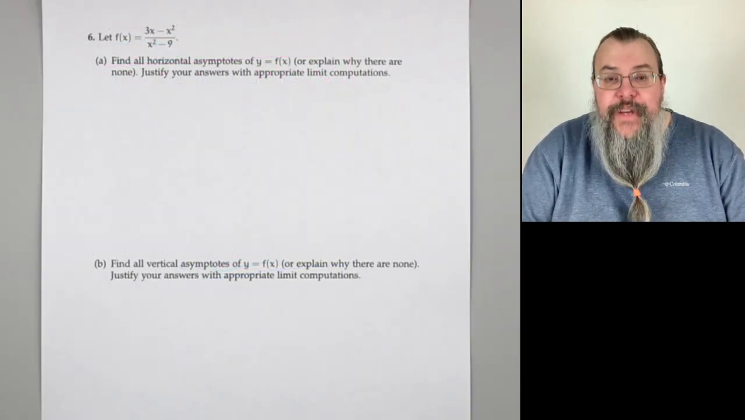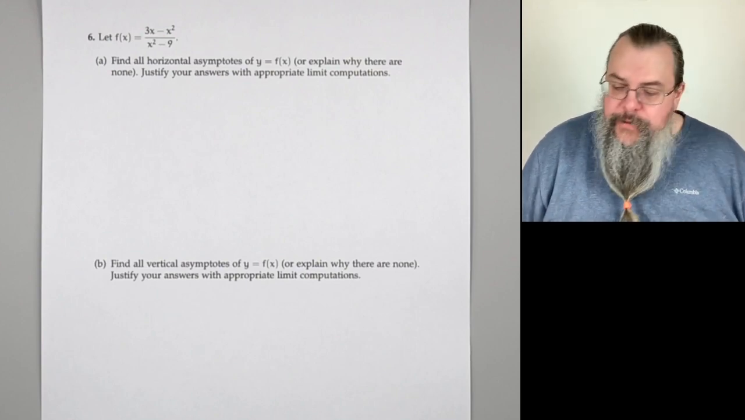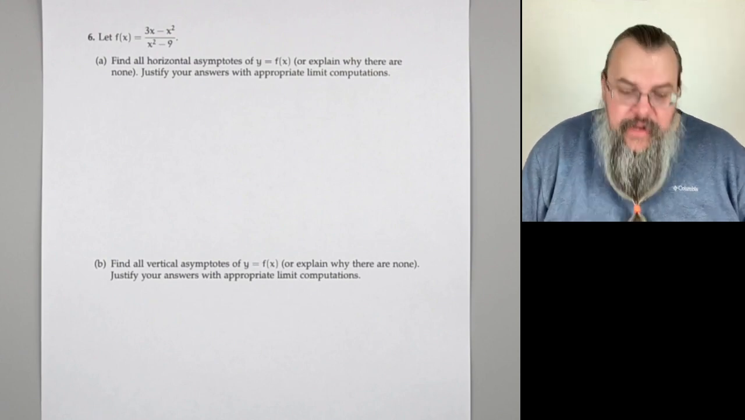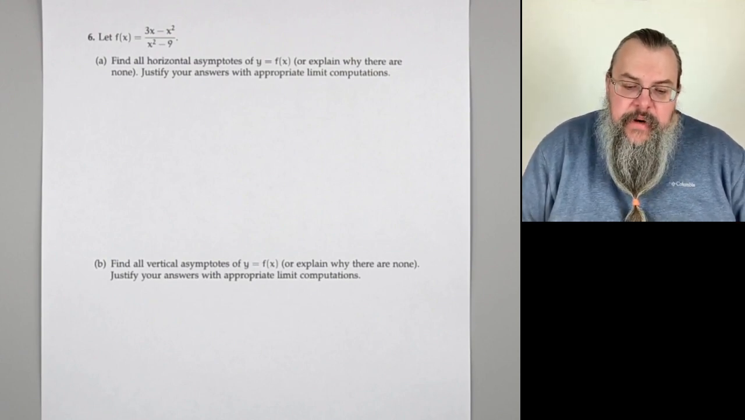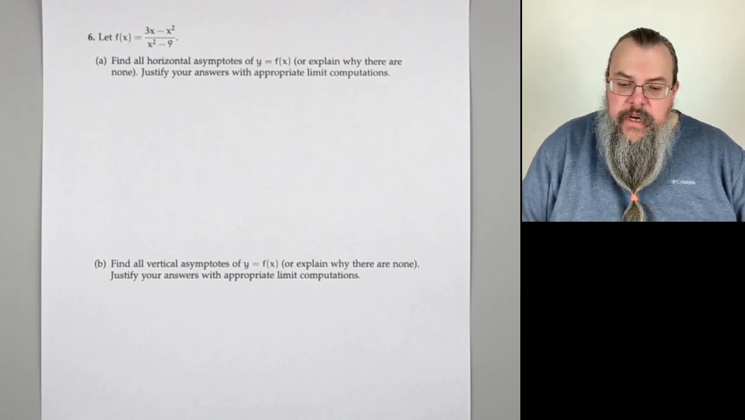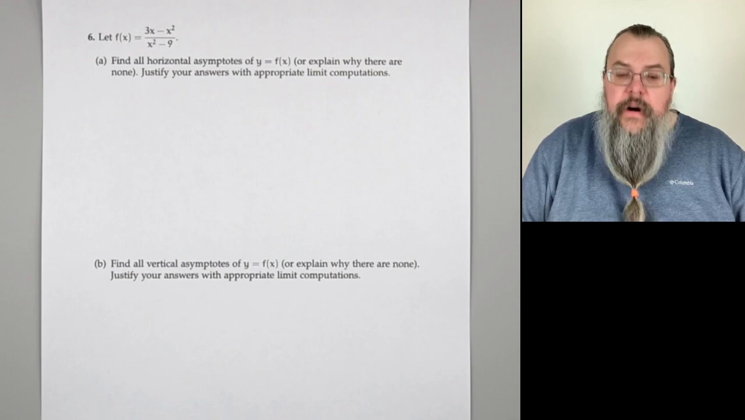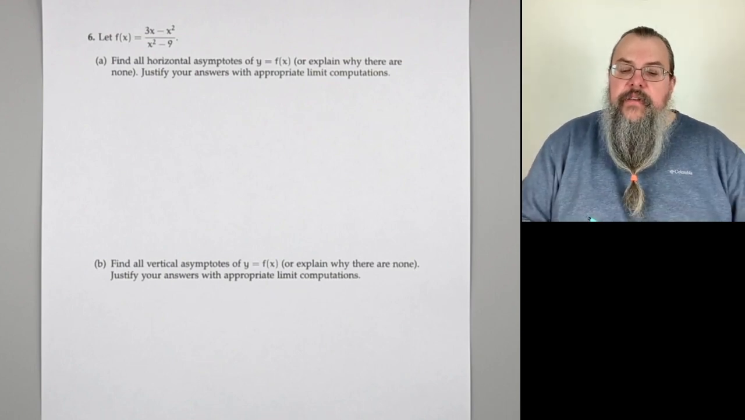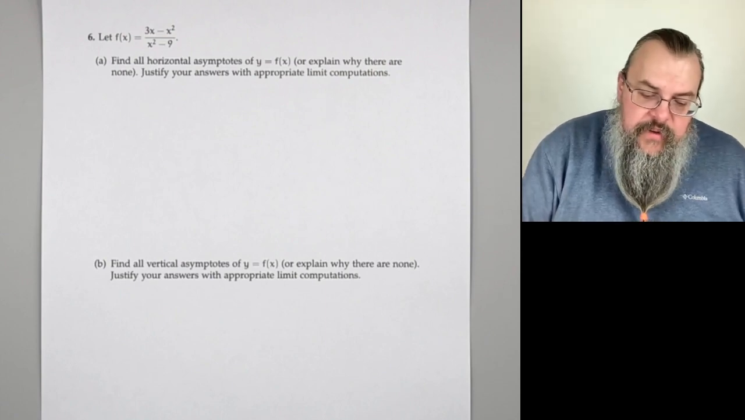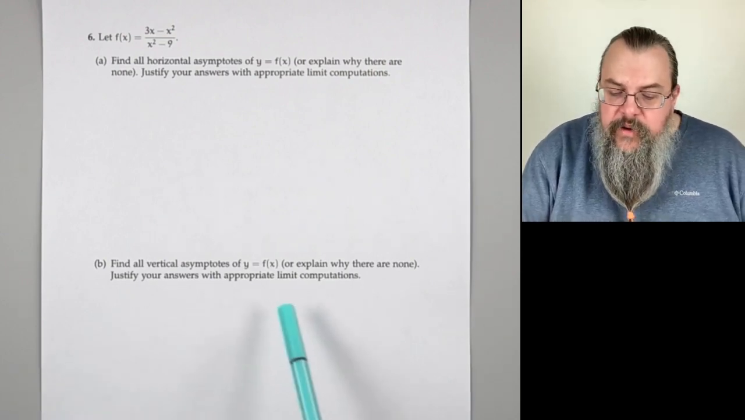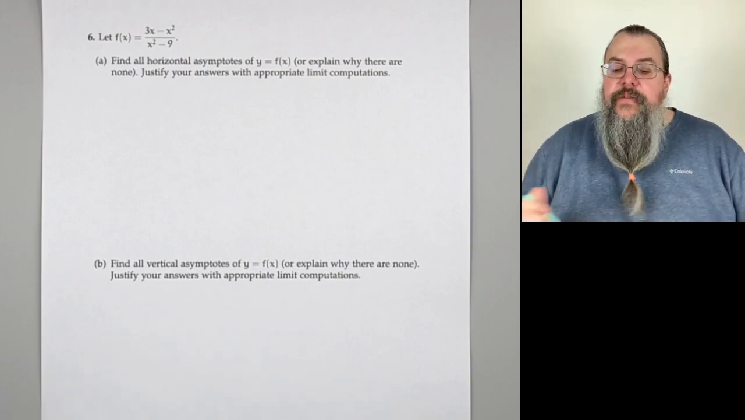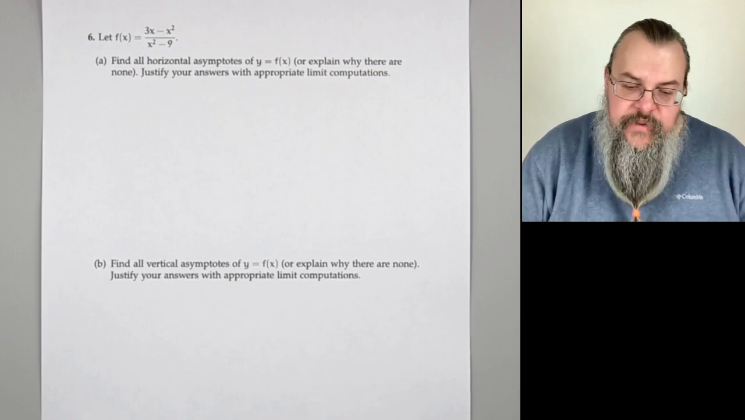All right. Now we're up for number 6. So look at the function f of x, which is 3x minus x squared, divided by x squared minus 9. And it says part A, find all horizontal asymptotes of y equals f of x, or explain why there are none, and justify your answer with appropriate limit computations. And then there's part B, which says find all vertical asymptotes of y equals f of x, or explain why there are none. Justify your answer with appropriate limit computations.